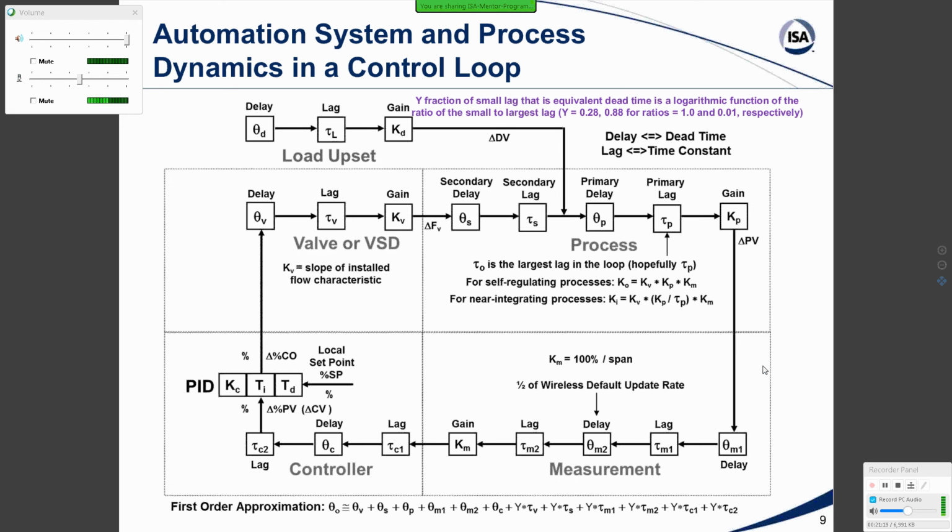Now, the largest time constant, wherever it is in this loop, is the open loop time constant. We want it to be the primary lag in the process as shown here, tau sub B. We want it to be right here, but it may not be. In fact, in flow loops, it probably isn't. It's probably associated with some filter we have here. Similarly, the delay here may not be the largest delay in the loop.